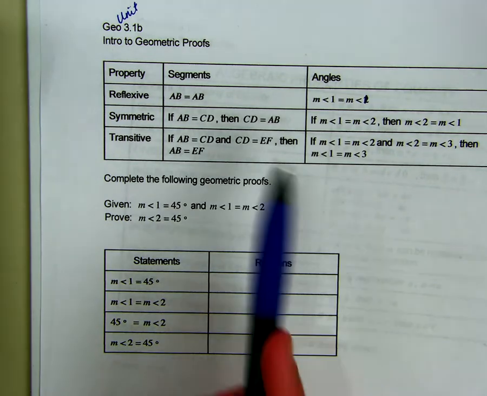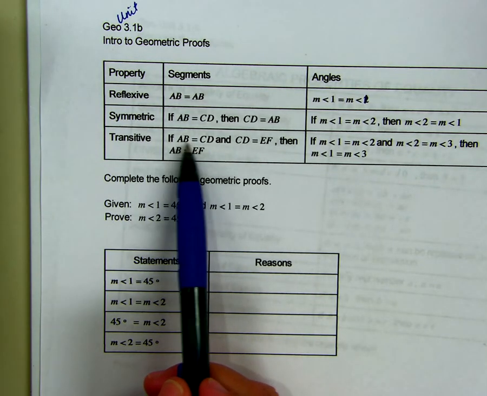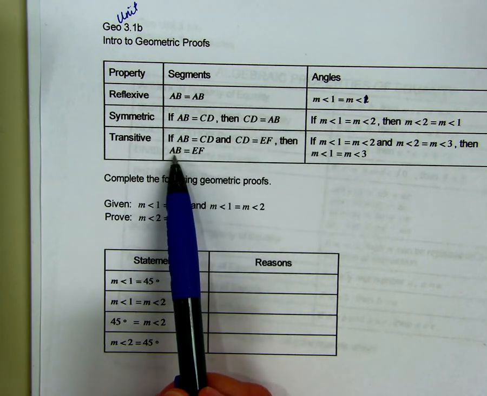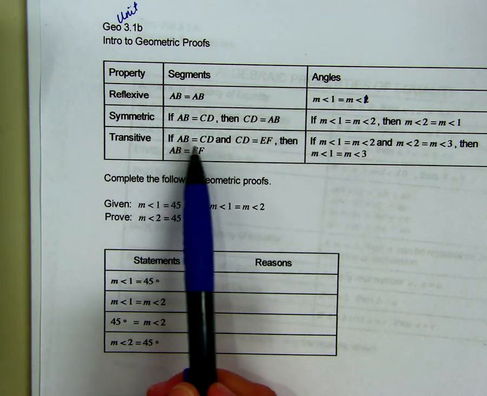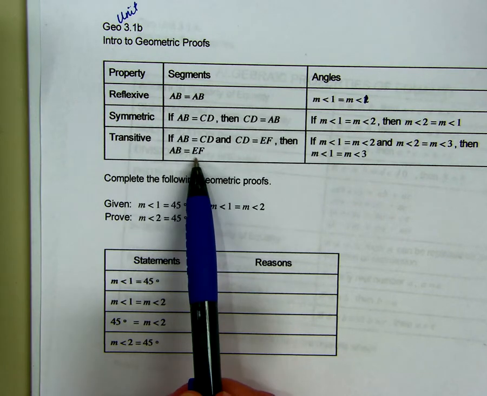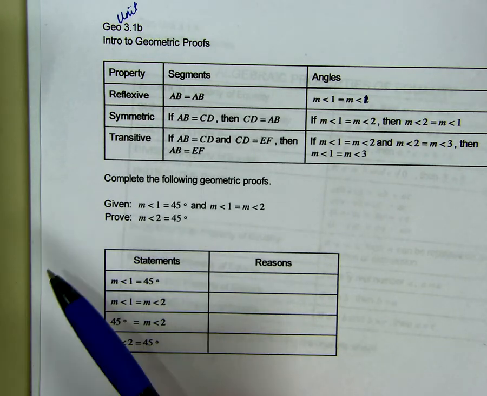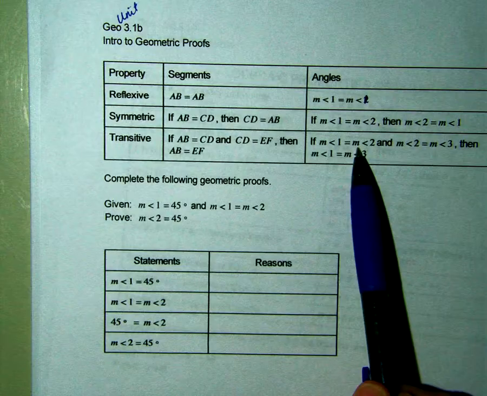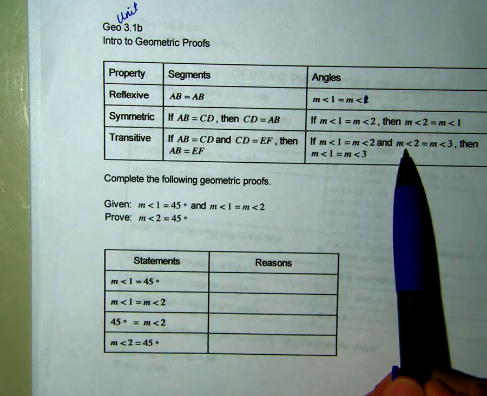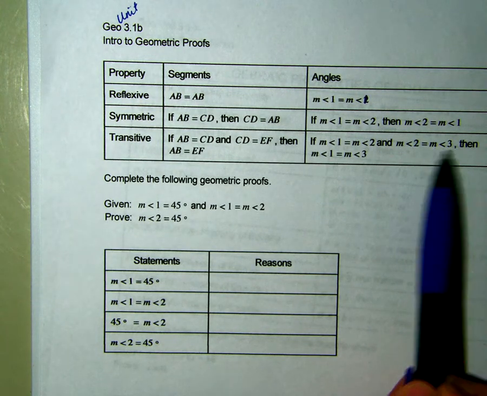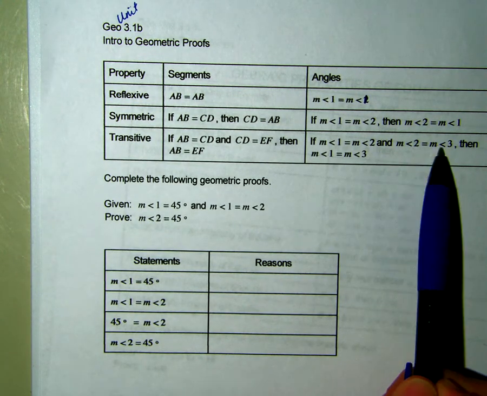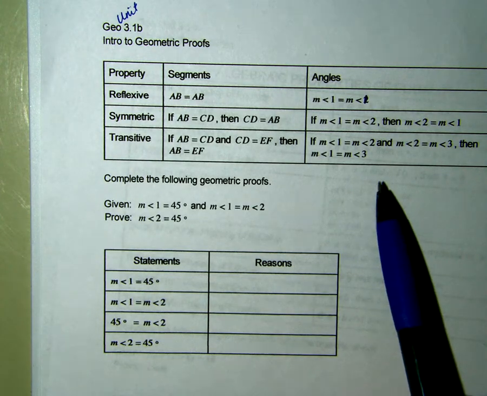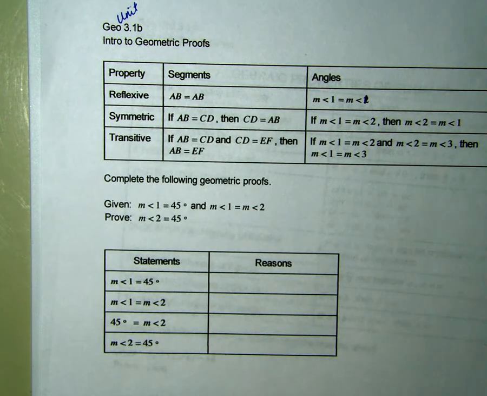With the transitive property, you travel a little bit. If AB is equal to CD and CD is equal to EF, then AB is equal to EF, which tells you that segment AB is congruent to segment EF. Same thing goes with angles. The measure of angle 1 is equal to the measure of angle 2, and the measure of angle 2 is equal to the measure of angle 3, then the measure of angle 1 is equal to the measure of angle 3. That's the transitive property, okay? Also known as the law of syllogism.